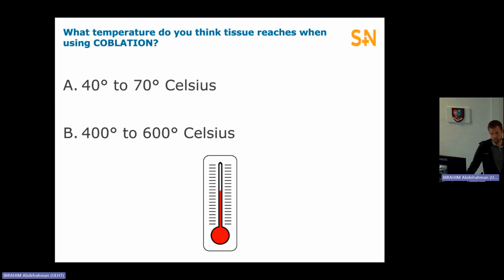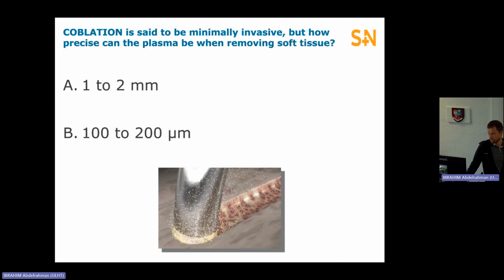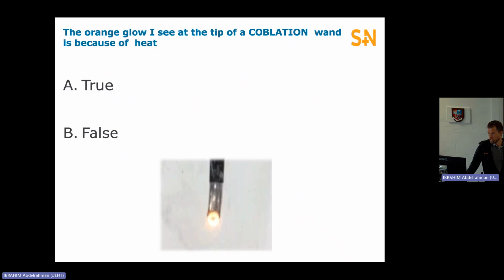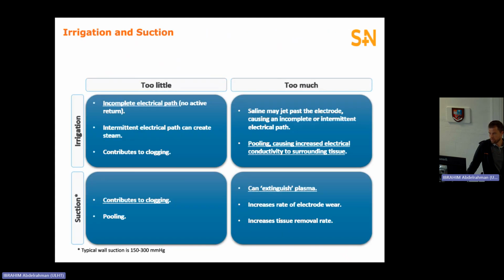But it's very effective. I've spoken about the temperatures, 40 to 70 degrees. I answered that one for you. It's very precise because of the low temperatures and the gas plasma bubble. It's 100 to 200 microns, about the width of a human hair in terms of the precision of the plasma. The orange glow, I've spoken about that already. The orange glow at the tip of the wand is not because of heat. It's just the sodium being emitted.